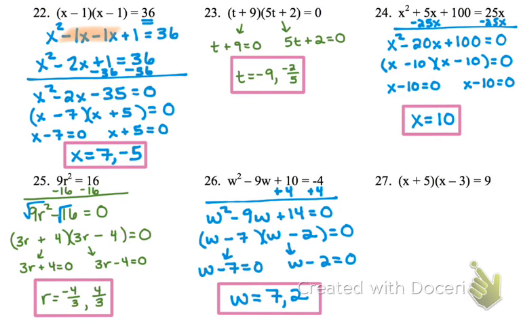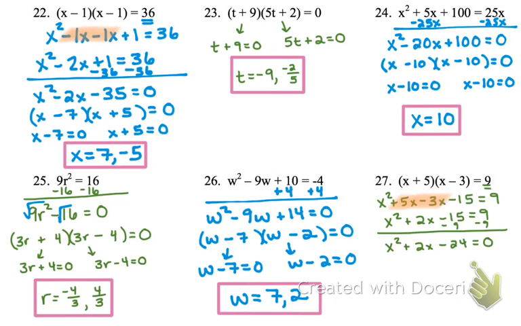Number 27 is just like number 22. We have the left side factored, but the right side's equal to a number that's not 0, so we're going to have to FOIL that left side. And then before we subtract the 9 over, I'm just going to combine my like terms. 5x and 3x combine to positive 2x. Now I'll move the 9 over so I can get 0 on the right side.